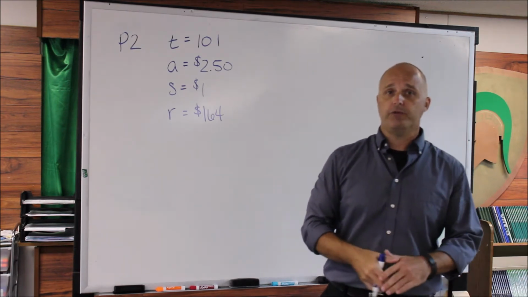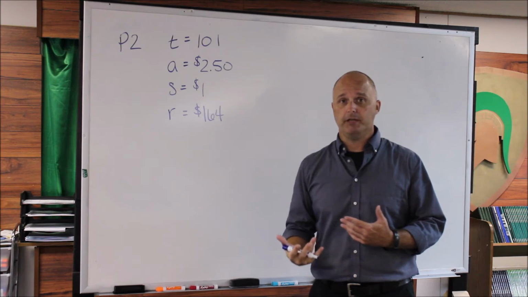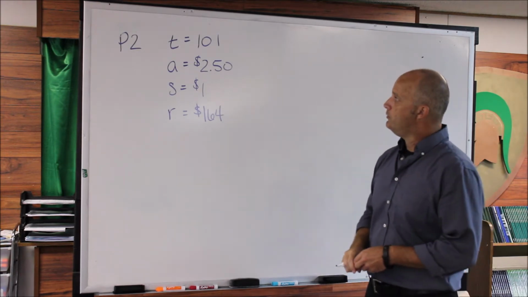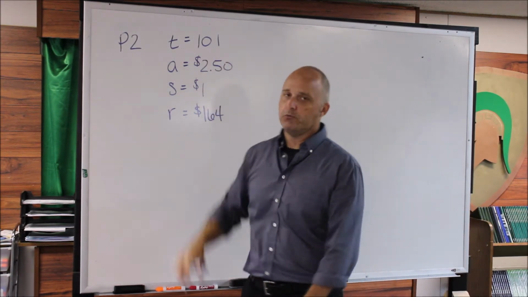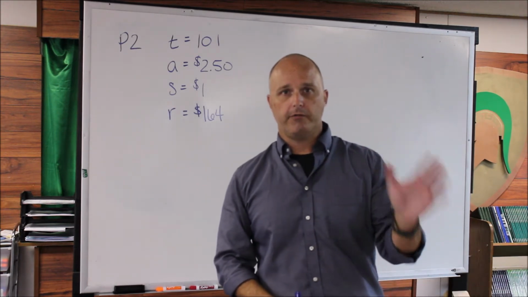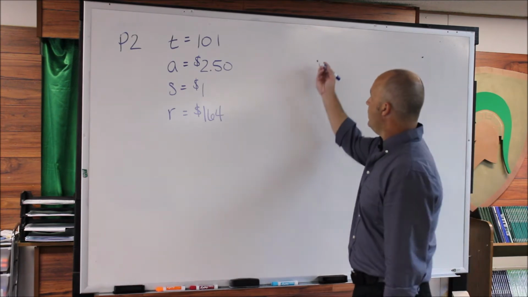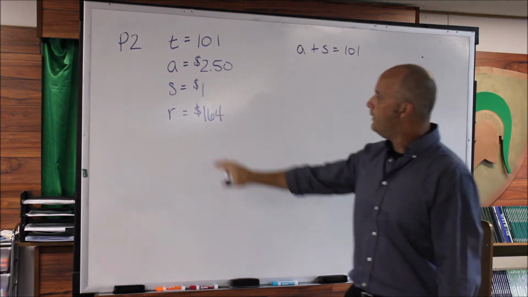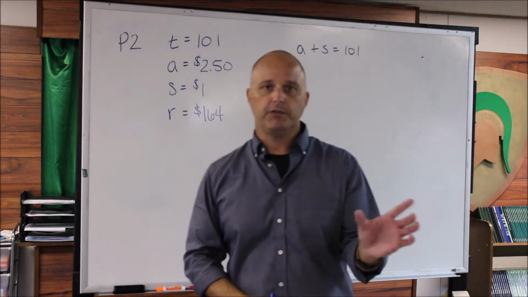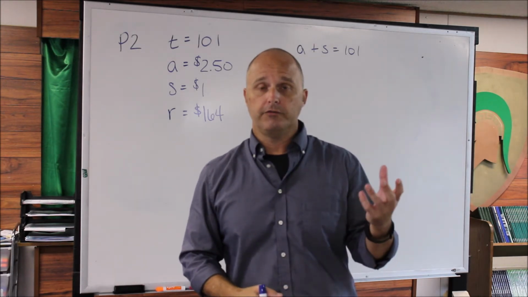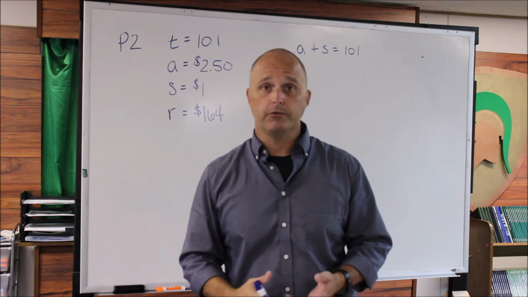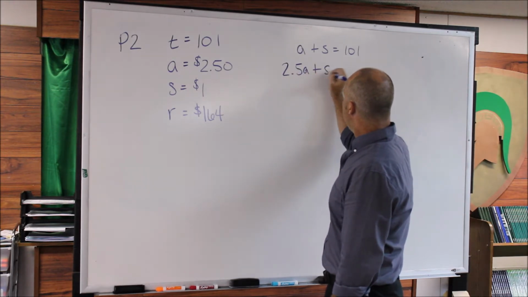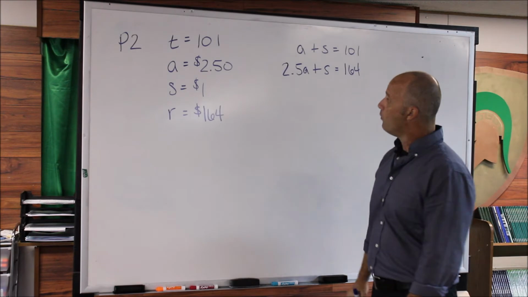So before we can do elimination, we've got to come up with what our equations are going to be, because we ultimately want to figure out how many adult tickets were sold and how many student tickets were sold. So to do this, we're going to ask ourselves, how do we get to 101 total tickets? Well, that's just going to be the number of adult tickets plus the number of student tickets. So A plus S is equal to 101. Then the revenue is just the number of adult tickets sold times 2.50 plus the number of student tickets sold times $1, or just the number of student tickets sold, equals $164. So 2.5A plus S equals 164.